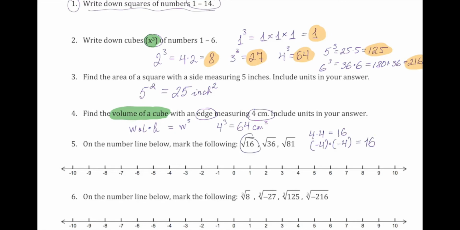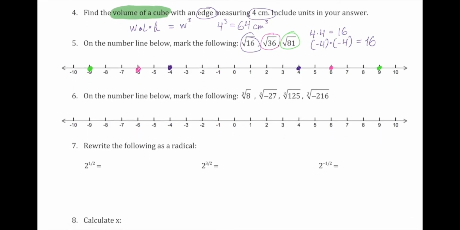So when you were figuring out the square root of 16, your answer could be 4, but it can also be negative 4. Square root of 36 could be 6, and it could be negative 6. Square root of 81 could be 9 and negative 9. Now we're on to cubes.